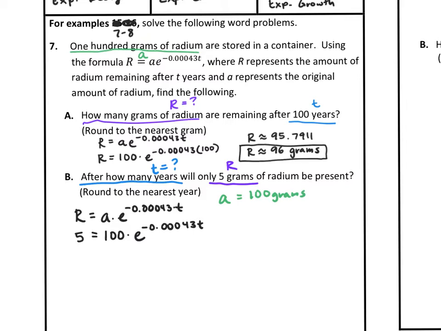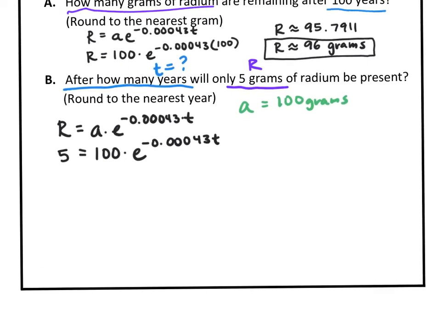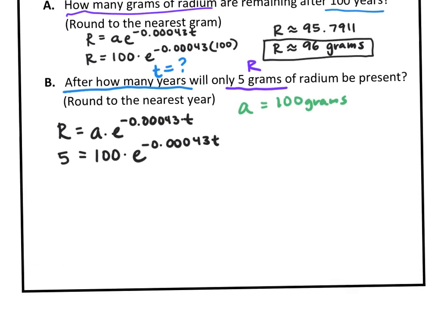Okay, so let me go ahead and zoom in here a little bit. Okay, so we want to solve for T. The question is how many years? So I want to get T by itself. So my first step I would do is I would divide both sides by 100. These will cancel here. 5 over 100 reduces to 1 over 20. E is negative 0.00043T.